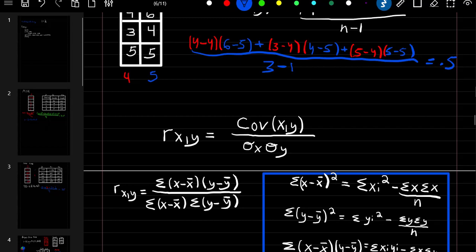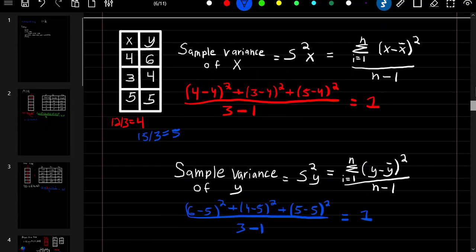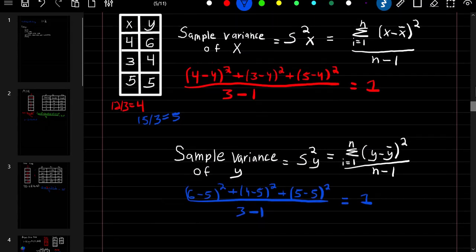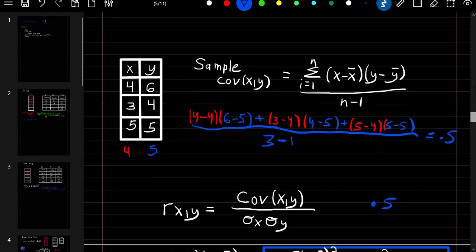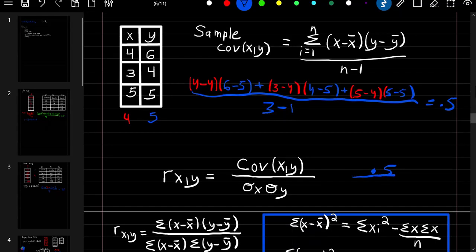So we already solved for these terms. We found the covariance to equal 0.5, and we found both the sample variances to equal 1. Sample standard deviation is just equal to the square root of the sample variance. So it's going to be the square root of 1, square root of 1, and we're going to get a correlation of 0.5.